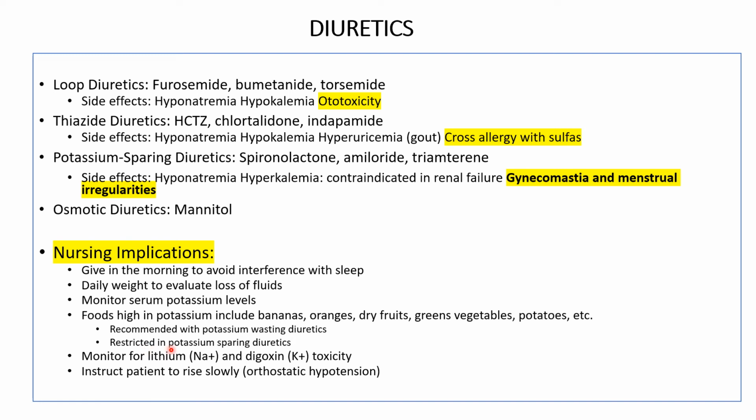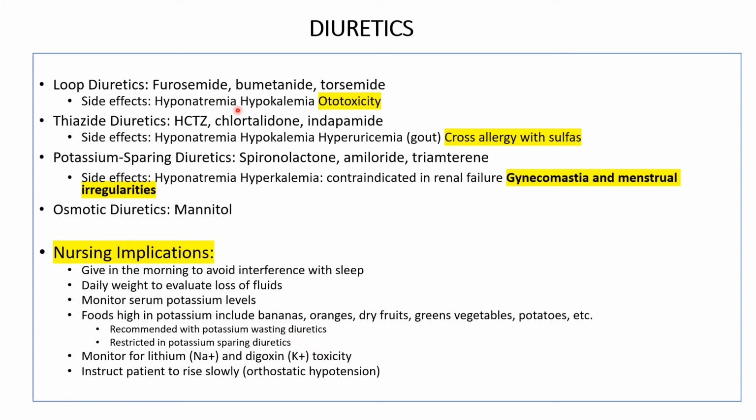Lithium becomes more toxic when the sodium is low, and all the diuretics lower sodium. So that's why it's not good to take diuretics together with lithium. And as we know, digoxin becomes more toxic when the potassium is low.